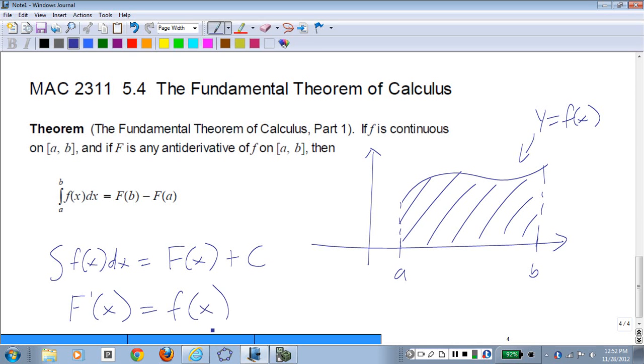That is, we're looking for a function that we can take the derivative of and get our original function f as the answer. So if we could find the antiderivative, where the derivative of big F gets us to little f, and we find big F of b minus big F of a, that's the area. In fact, I might have just put it right in there: big F of b minus big F of a. That's what it is. Fundamental theorem of calculus, part 1.